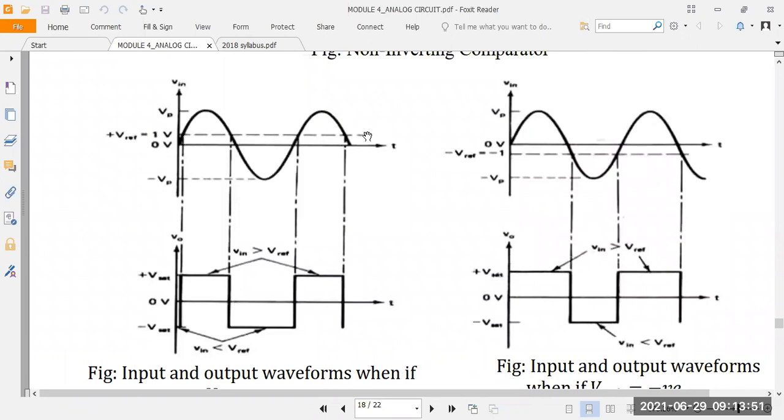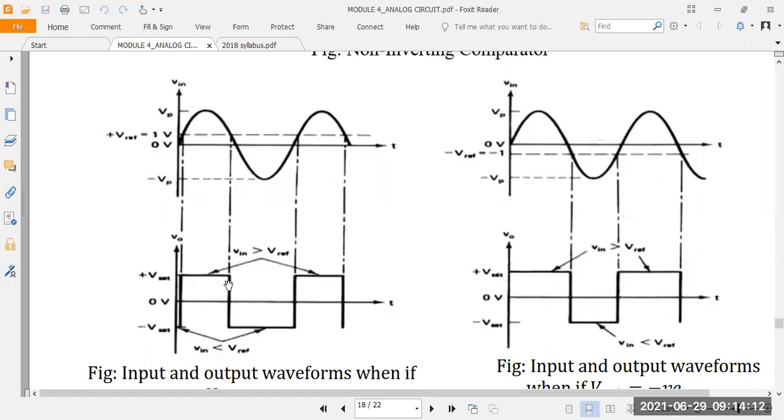This is the positive reference voltage. It is given to the inverting terminal. The sine wave is connected to the non-inverting terminal. The reference is 1 volt. Understood? So what is our operation here? You have to compare the DC voltage and the AC voltage.